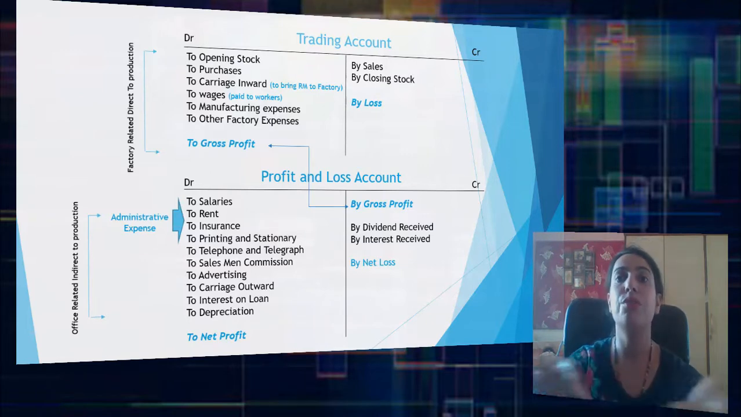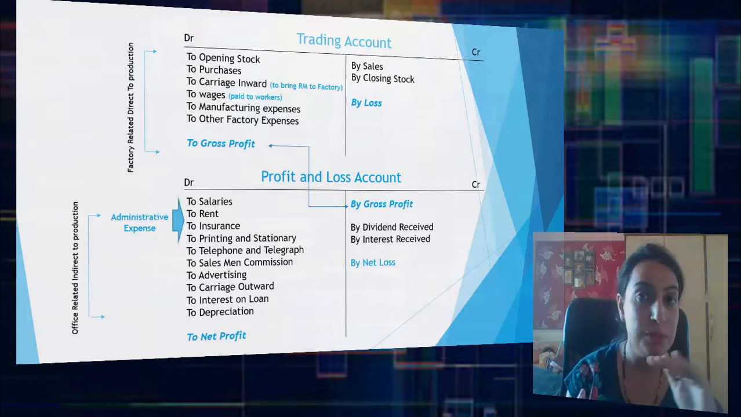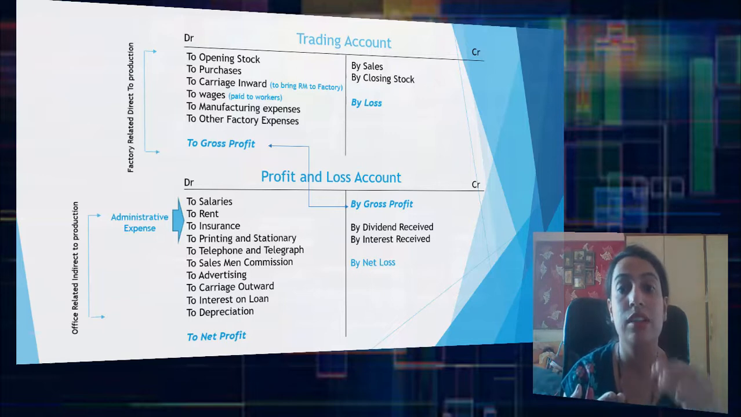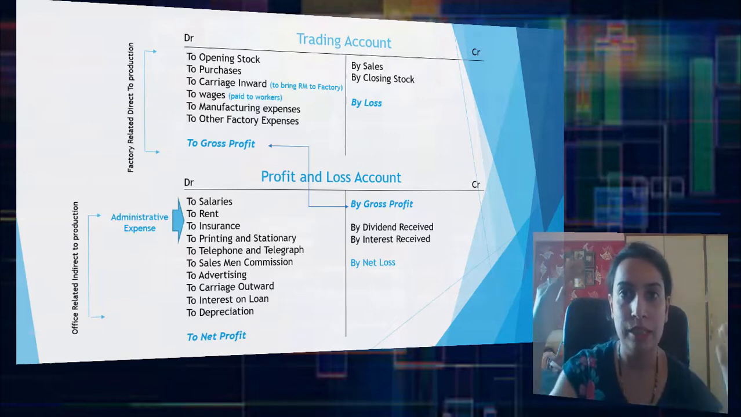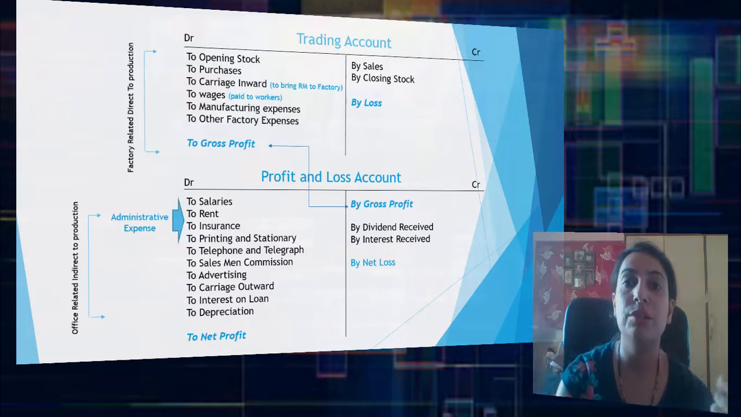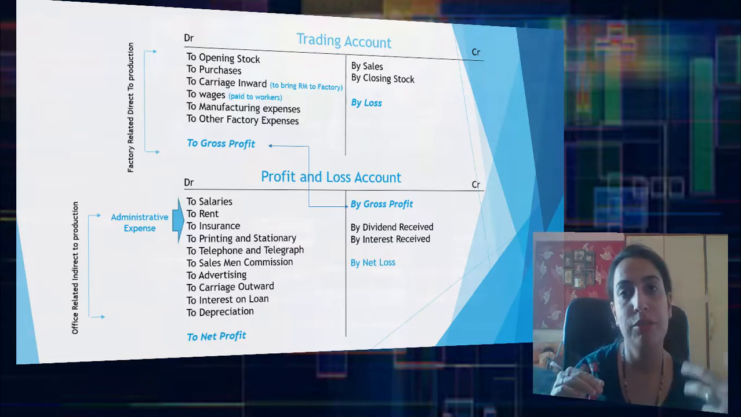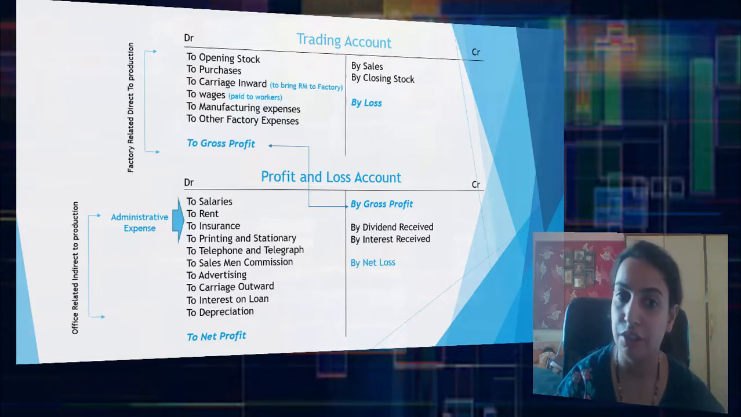Administration means controlling the things. So administrative expenses like giving salary, not to the workers but to the people who are working in your office. Paying the rent. Now obviously my building can be of 3 floors. First floor is for the factory. So that factory rent is going to come in your trading. If the next 2 floors are meant for office, then the rent of these 2 floors is going to come under your profit and loss account.